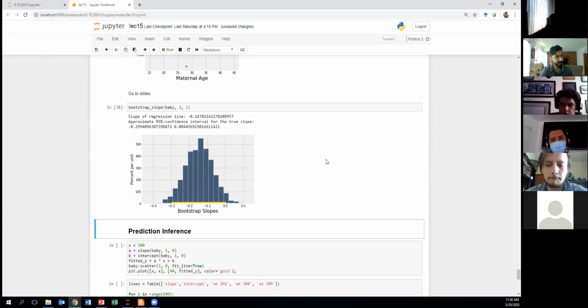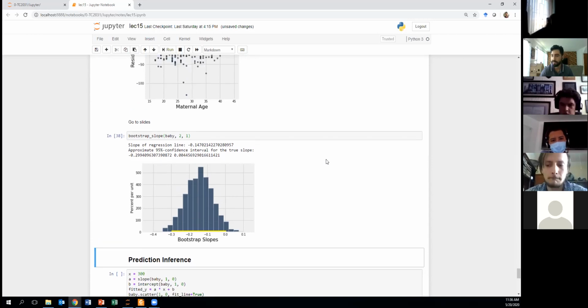What can you say from this? Should I reject the null hypothesis? The null hypothesis was that the slope of the true line is zero. So this is the zero. And the alternative hypothesis was no, it's not. I wanted to say if the interval does contain zero, my 95% interval contains zero, then I cannot reject the null hypothesis.